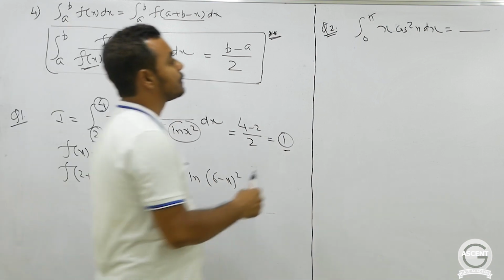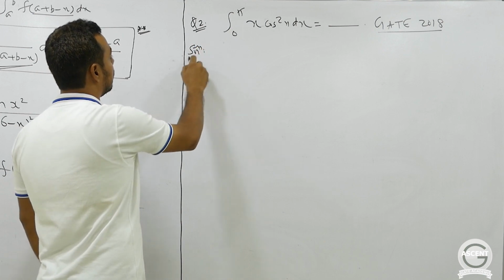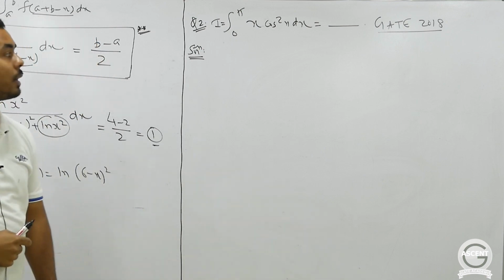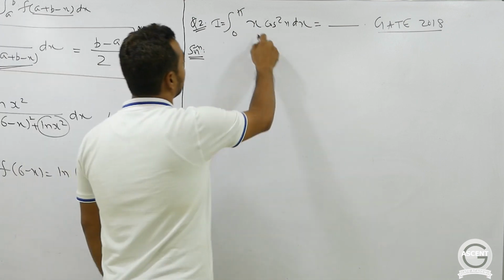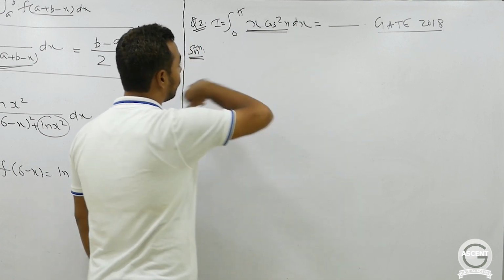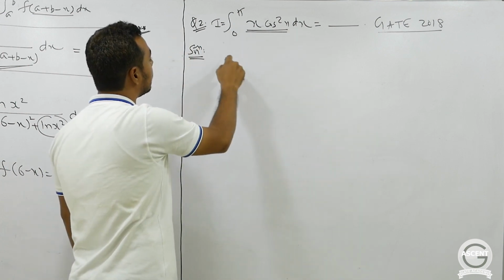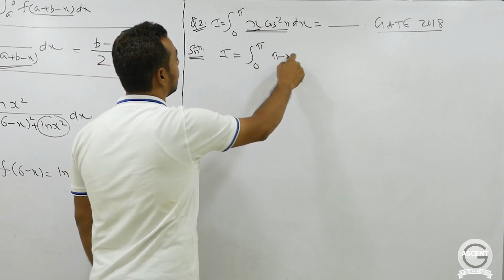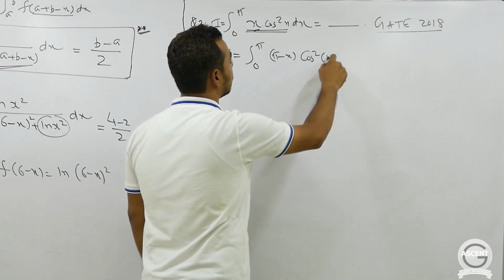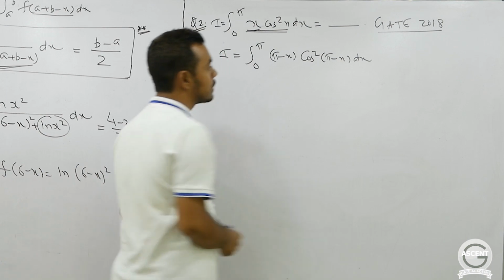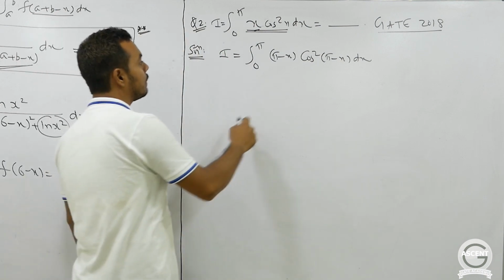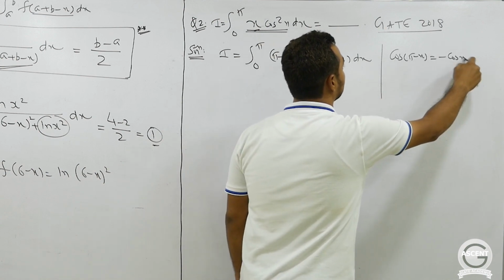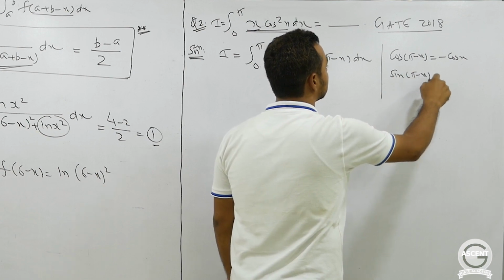The second one is a question that was asked in GATE 2018. The problem is we have to find the value of this integral, 0 to pi x cos square x dx. Now here either you can integrate this using the UV formula, or you can simplify this. You can write this as integration 0 to pi, and in place of x you can write pi minus x, cos square (pi minus x) dx. We all know that cos(pi minus x) is minus cos x, and sin(pi minus x) is plus sin x.